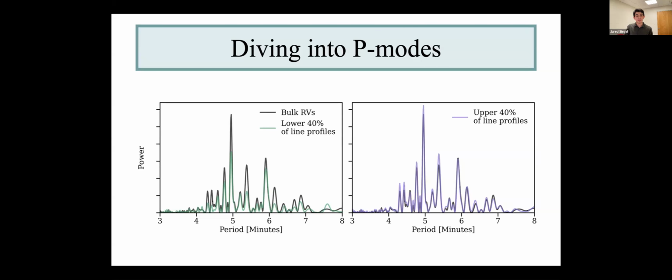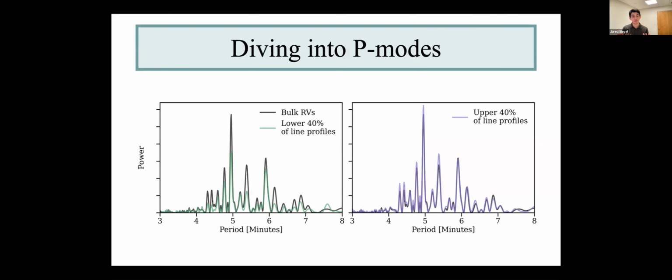The frequency periodogram from the bulk radial velocity signal is shown in black. The periodogram from the lower 40% of the line profiles is on the left, and that from the upper 40% is on the right. Now, of course, each of these is going to have their own noise profiles, so a lot of work's going into making sure we understand if any of these frequency changes are significant. However, folks inside the group are very optimistic that we are probing some interesting physics.